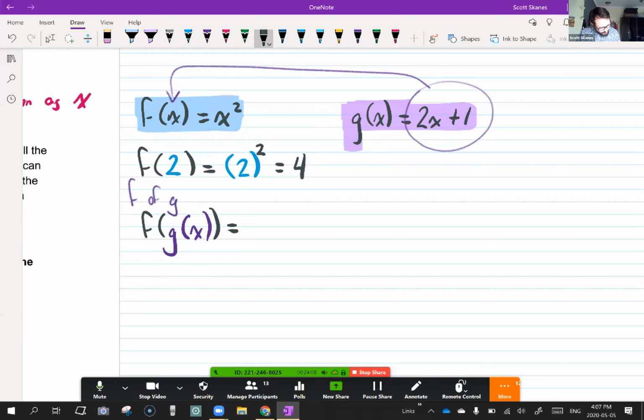What was I doing? So f of g. So f of x, note that this is x squared. I need to take this x and replace it with this function every time. So I have 2x plus 1 and square that.